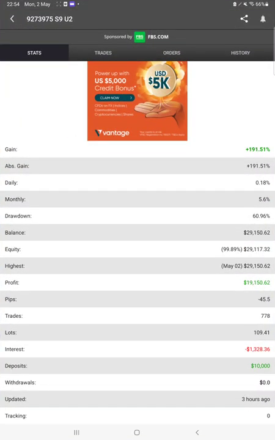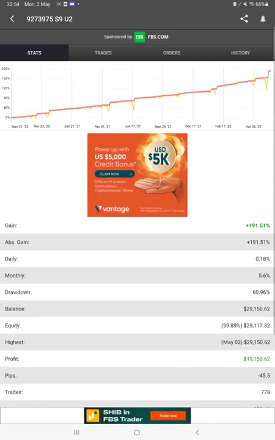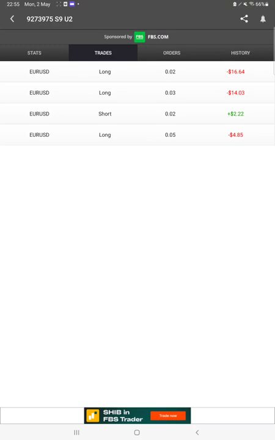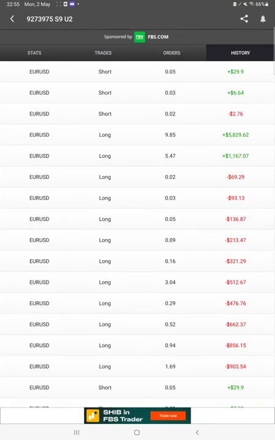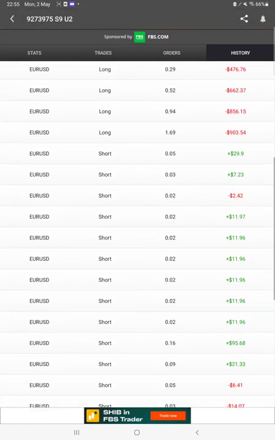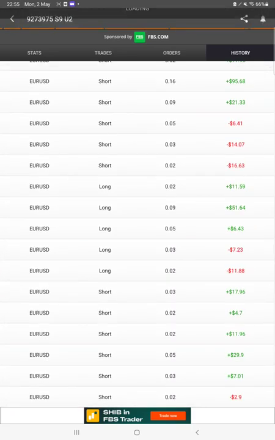Starting with the new update, here we have first of all MyFxBook, where all the statistics can be verified. Very first we can see total percentage of gain, absolute gain, daily return, monthly return, total drawdown, current balance, equity, profit, pips that we have achieved, total number of trades, and deposit and withdrawal. Everything can be verified from here, and it was updated just 3 hours ago. We can also see some of the open trades, verify the pending orders, and from history we can see the live profit and loss as well. Whatever lot size we have used can be checked.